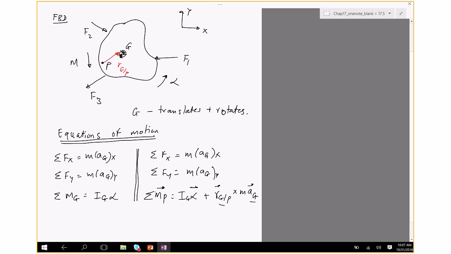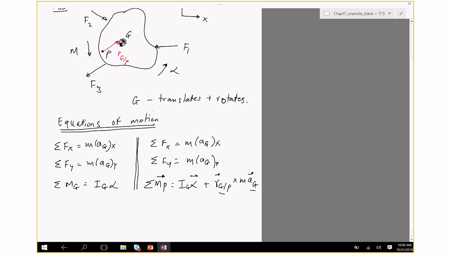So the most important thing is, don't write 1, 2, 3, 4, because this looks different from this. Doesn't mean that this equation is different from that. These equations are the same. The point about which we take moments differs. That does not mean that the equations are unique equations. They are the same equations. So use either set 1 or set 2.